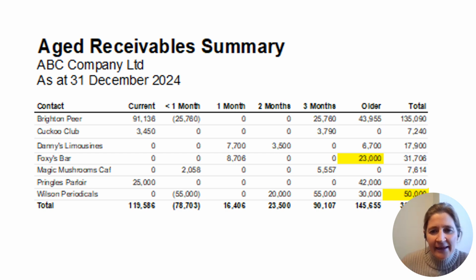So the key thing here is looking at debts that are older than 3 months, or even, if you've got things at 3 months, I would probably just have a quick look at them. And you're trying to identify whether you think there is an issue. So also you're looking to see if there are a lot of negative balances. So, for example, the first one there, the Brighton Pier, you've got an amount of 25,760 that looks like it relates to the amount that's at 3 months.